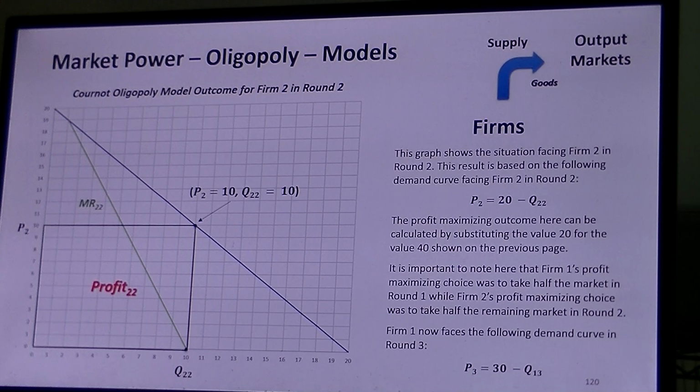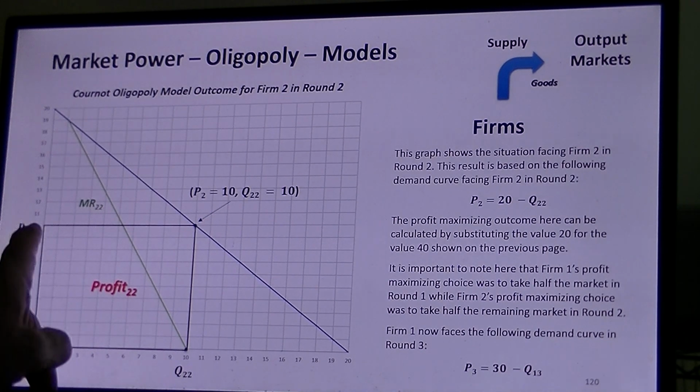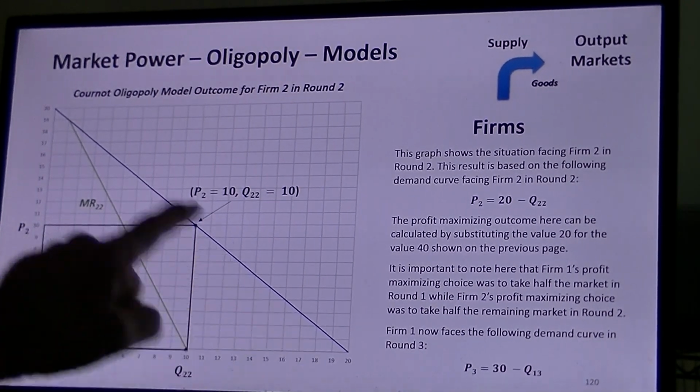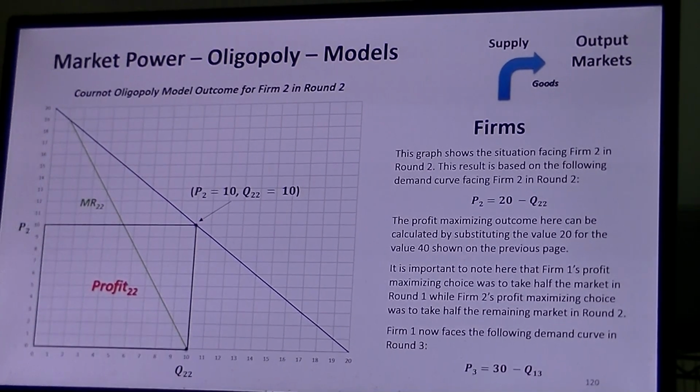Now the following demand curve in round 3, and this is also different from the model that we had, because what happens here is that firm 1 has to respond, and they don't respond by dropping their price. They now look, in this model, at the remaining market.